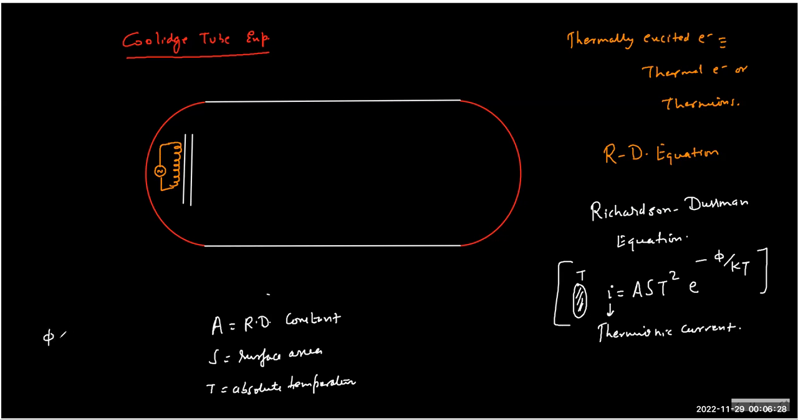Phi is your famous. What is phi? Work function. And K is the, what is K here? Tell me guys, what is K here? Boltzmann constant. Very nice. So K is the Boltzmann constant. Okay, so anyway, this is not required to be known in this chapter, but still knowing this will help you in some other junction.